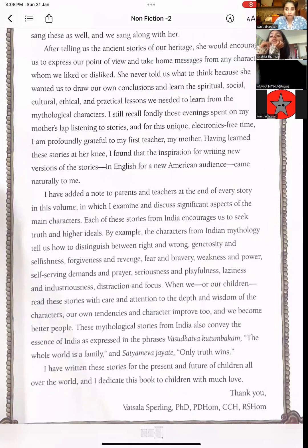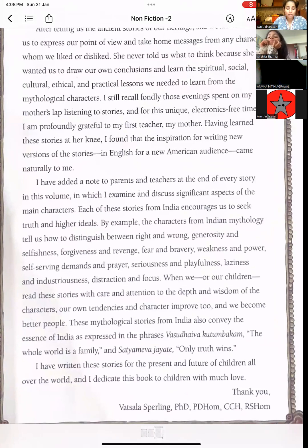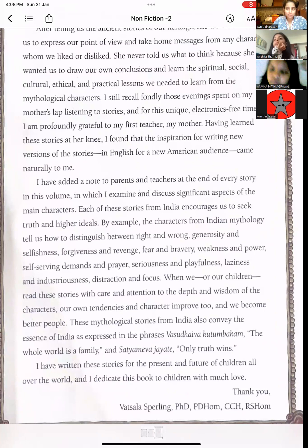Now, it's going to be very, very interesting how he has done character analysis. Okay, I'll share a few with you. Each of these stories from India encourages us to seek truth and higher ideals. By example, the characters from Indian mythology tell us how to distinguish between right and wrong, generosity and selfishness, forgiveness and revenge, fear and bravery.